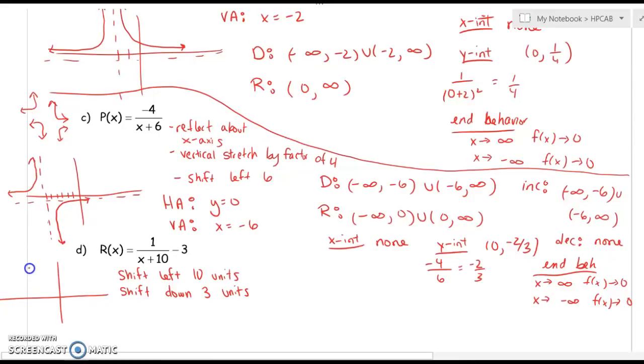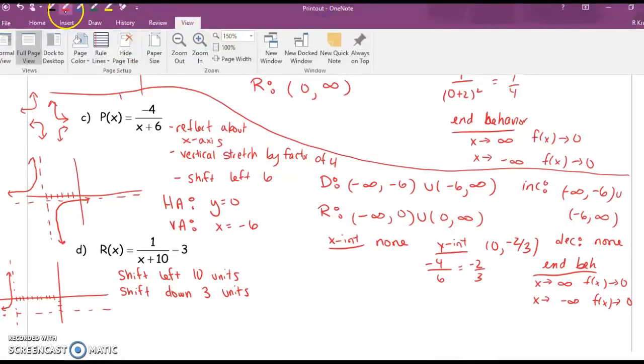All right, so 1, 2, 3, 4, 5, 6, 7, 8, 9, 10. So this is our vertical asymptote, and then it's shifting down 3. So it looks like that. And then your graph, kind of ran out of room here, but you're going to have this piece here, and then, oh, I apologize. I messed up. Hold on.